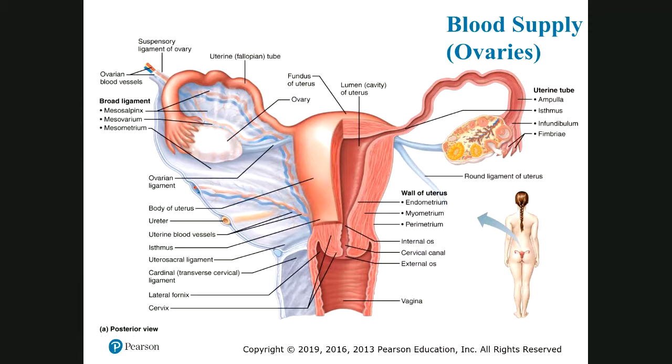The blood supply: we have ovarian arteries that branch from the abdominal aorta, and the ovarian branch of the uterine arteries. So we have these ovarian blood vessels coming through the suspensory ligament of the ovary, and also through the mesovarium.